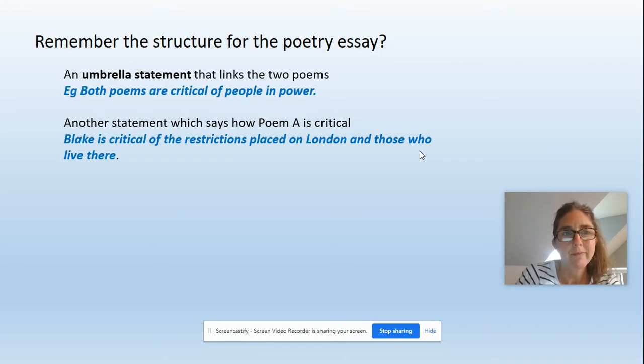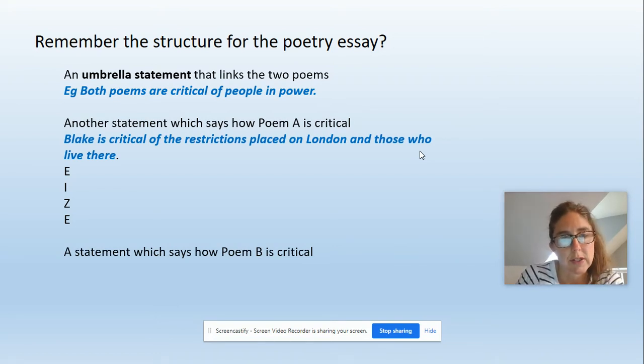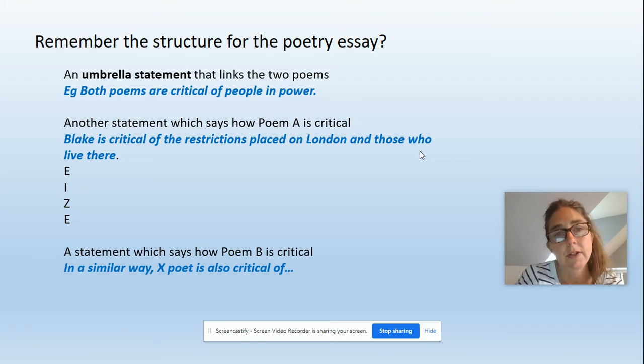So you're starting off by saying how both poets are critical and then how one is critical, and you'd follow that up with the rest of your C's paragraph: evidence, inference, assume, explore, explain. And then you need another statement which says how poem B is critical. We haven't looked at this yet. So you might use a connective in a similar way: another poet is also critical of whatever they're critical of in their poem. And then you do the C's paragraph for that.